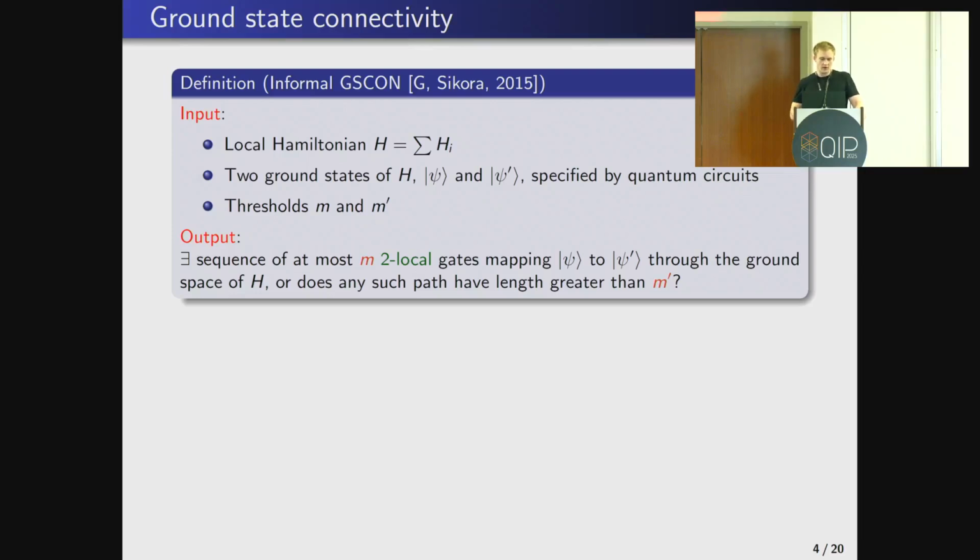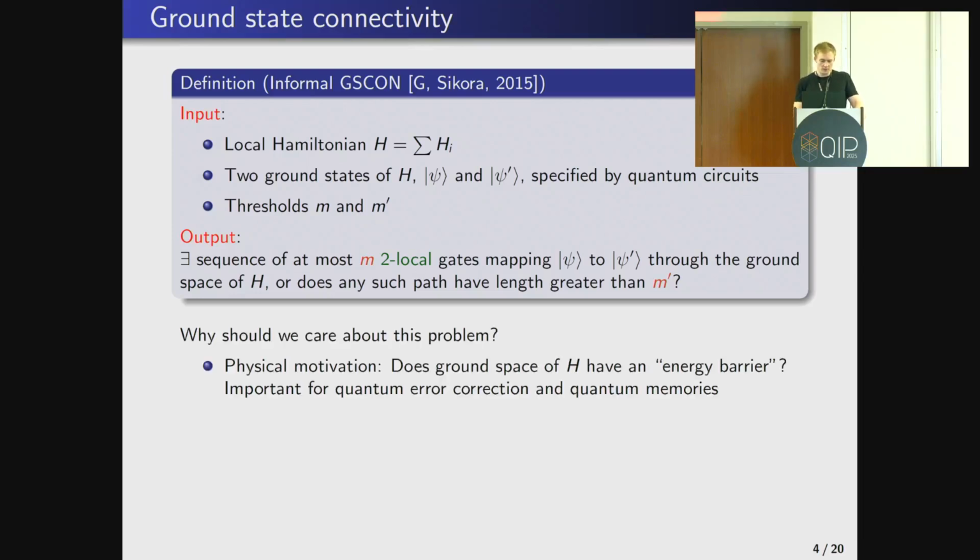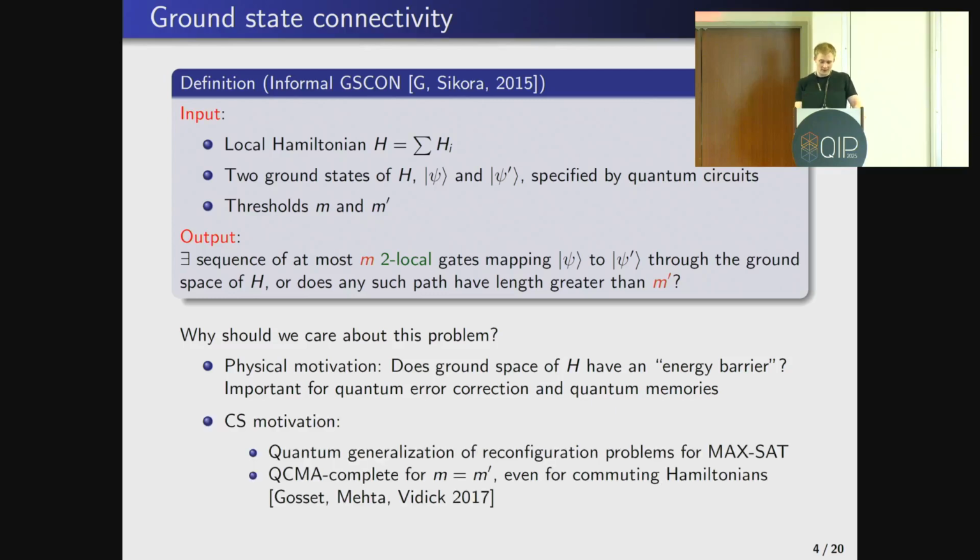Now, why would such a problem be interesting? From a physical perspective, it asks whether H has a so-called energy barrier. One could imagine, for example, a code Hamiltonian with two code words. You could ask whether there exists a sequence of undetectable errors going from one code word to the other. Myself, I'm a computer scientist, and for me this is a quantum generalization of classical reconfiguration problems for MaxSAT. And this is a natural problem that's QCMA-complete, even for commuting Hamiltonians.